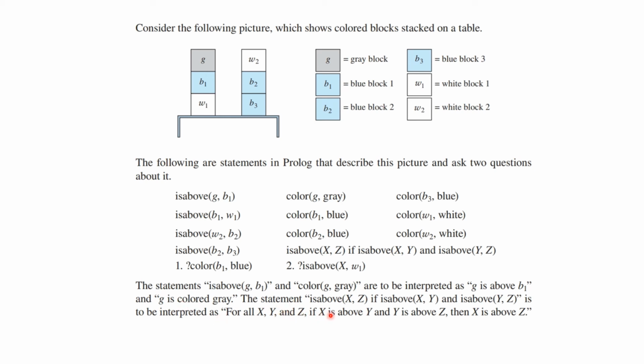The statement is above x y if x is above y and y is above z. That's saying if this one is above this one and the second one is above the third, then that means the first is above the third. That's a logical inference statement.